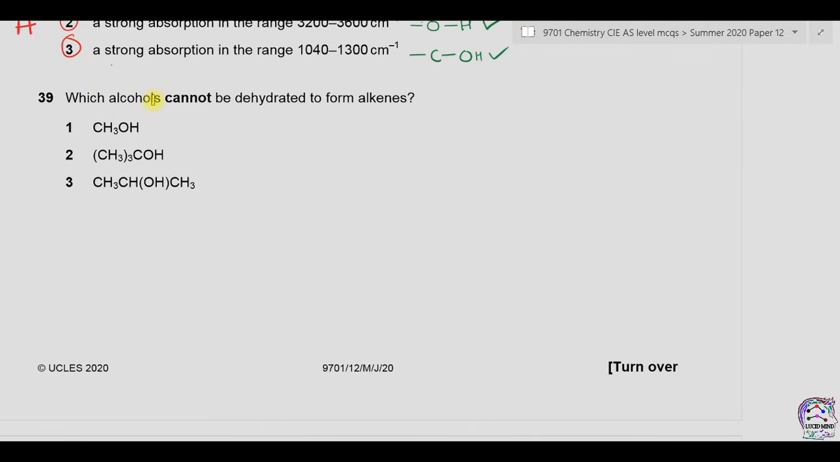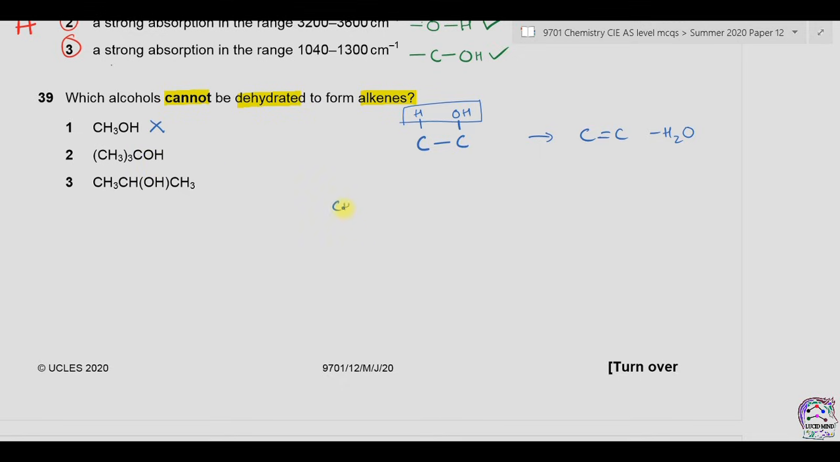Question 39. Which alcohols cannot be dehydrated to form alkenes? Now dehydration of alcohols takes place in such a way that OH group is removed from one of the carbon atom and H group is removed from adjacent carbon atom. An alkene is formed along with the removal of water molecule. Now the first option is methanol, as there is only one carbon atom, so therefore we cannot make a double bond between 2 carbon atoms. So this is wrong. Second is tertiary alcohol.